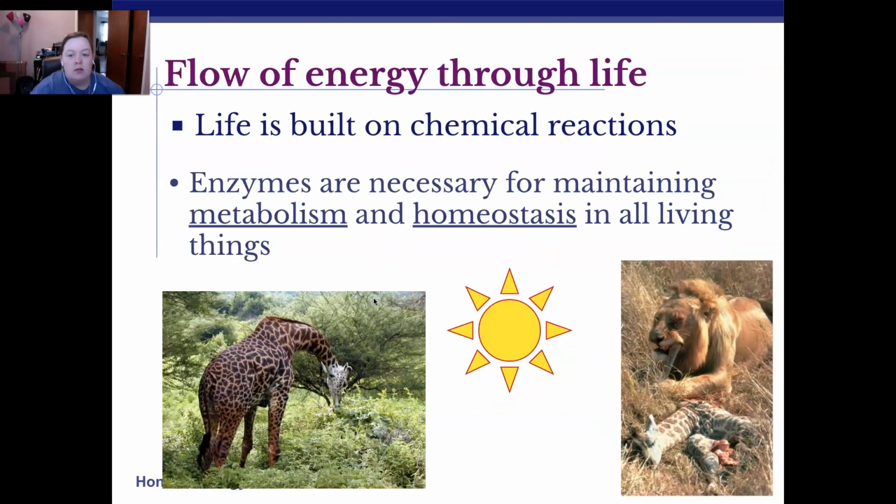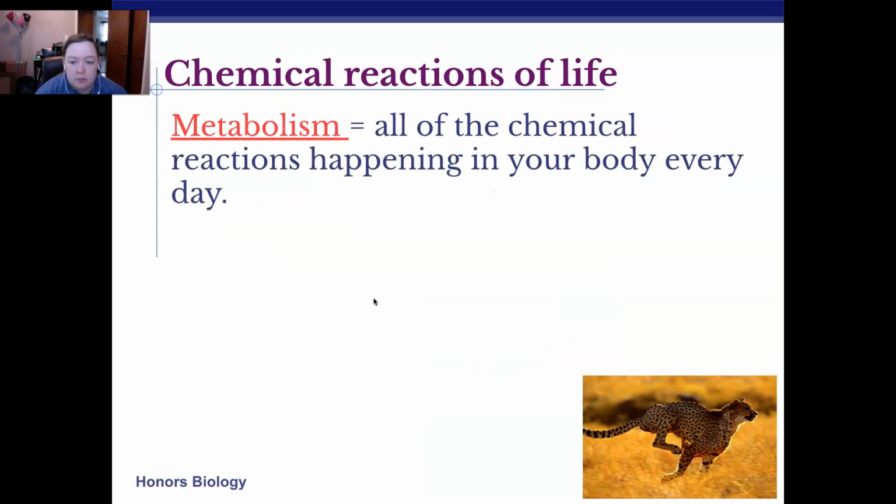So this is just a little bit about what we've talked about in the past. All of life is built on chemical reactions. We talked about this way back in Unit 1 with characteristics of life. And all living things have metabolism and homeostasis. So metabolism, all the chemical reactions in our body, and homeostasis, the ability to maintain a stable internal condition. And all of this is dependent upon enzymes.